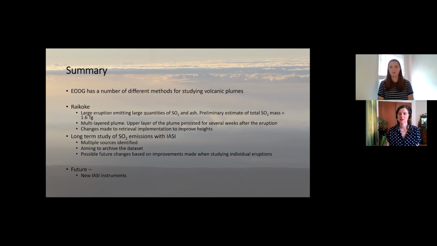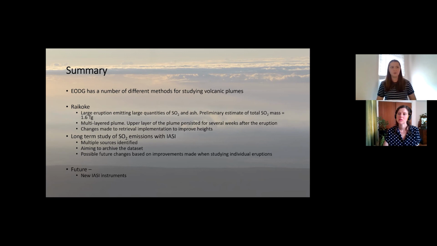I'm not so sure about the Chinese satellite, or actually of any of the details of the new satellites as well, but they're measuring, like IASI, across the infrared with a high spectral resolution. So it'll produce a similar spectrum to IASI, which we're able to extract information about SO2, ash, other gases as well, if we're interested in non-volcanic things.